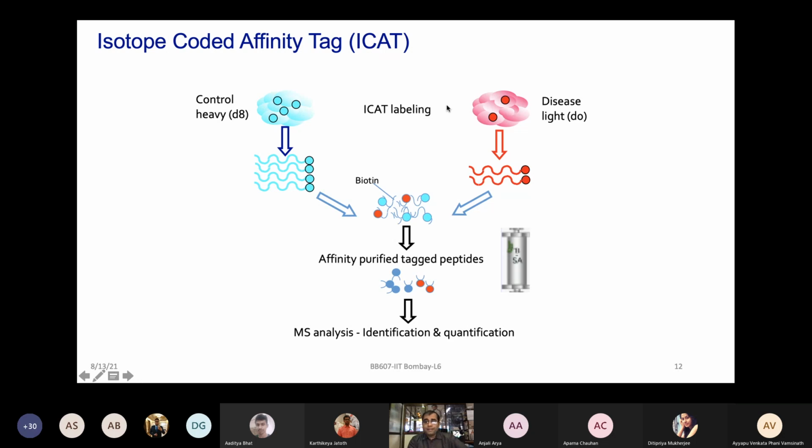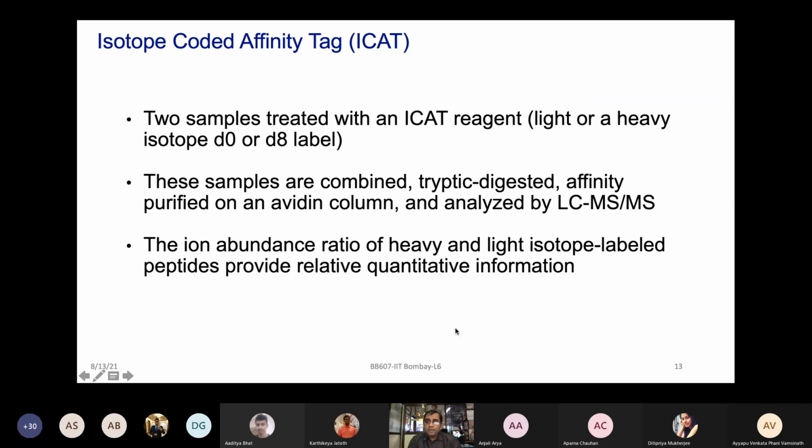You have some control peptides and the disease peptides. You have labeled them with different types of ICAT labels. You mix them together. Now you affinity purify, biotin and streptavidin interaction will happen, and only the labeled peptide population can be enriched, which now you can take forward for the further identification and quantification. So this was based on two sample analysis only. Only 2 plex can be done with an ICAT reagent.